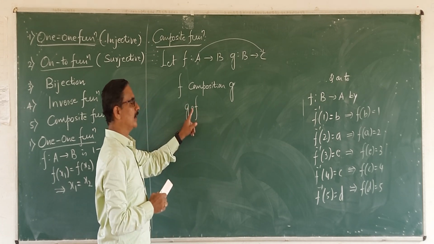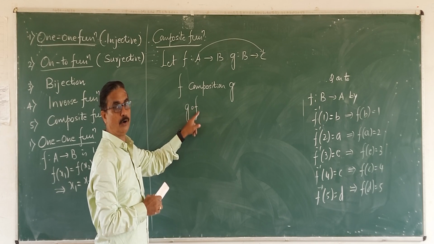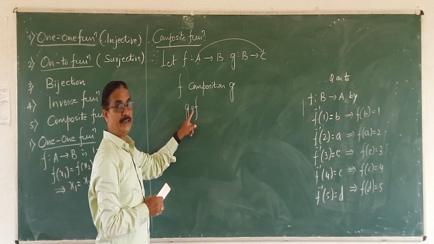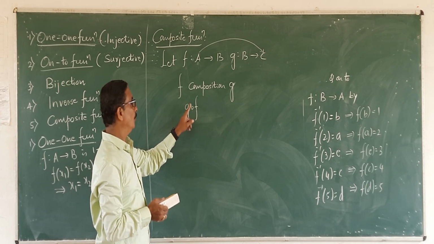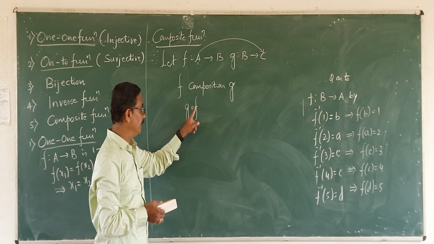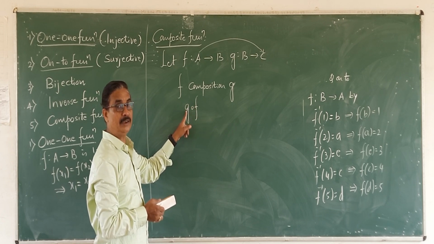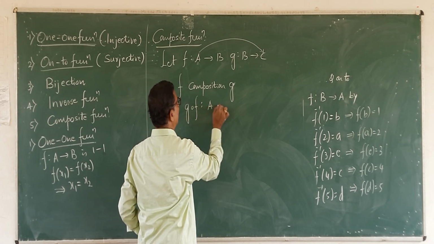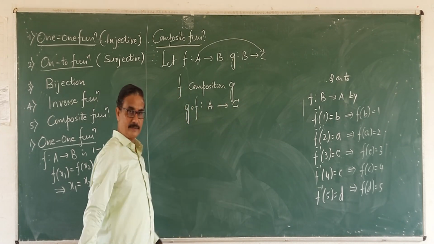Read it as f composition g. Don't read it as g o f. Why do we write like this? Because first you have to operate by the function f, then operate by the function g. So the function from A to C is called f composition g.